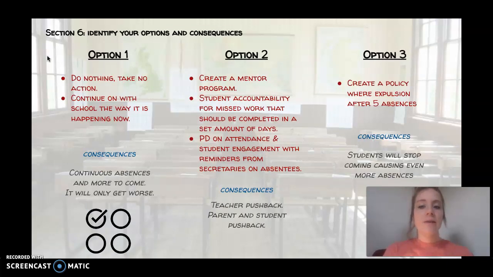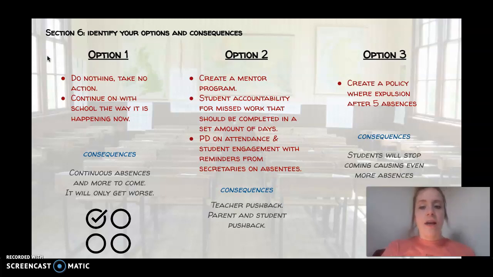So to identify some options. Option 1, I could do nothing and just take no action. Just continue with school the way it's happening now and just kind of hope it gets better. But some consequences that could happen could be continuous absences and then maybe more to come with no consequences for these absences, and knowing maybe it could possibly just get worse.